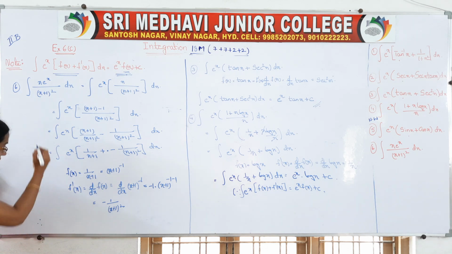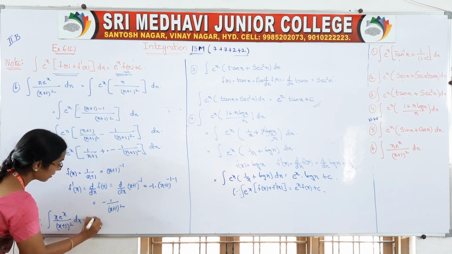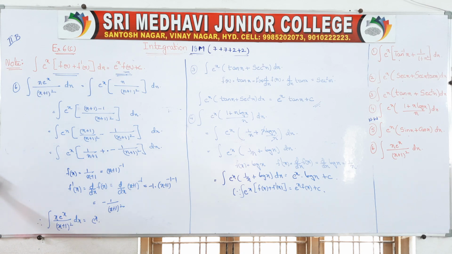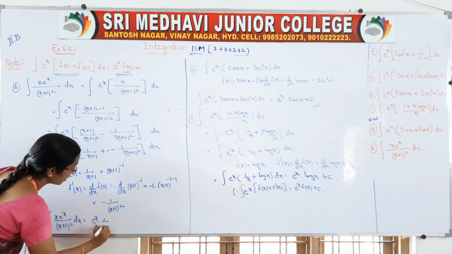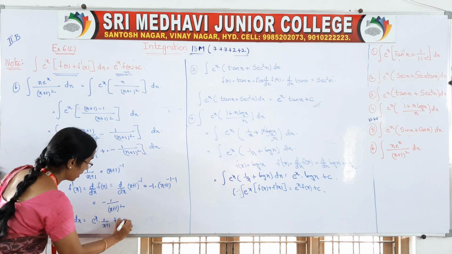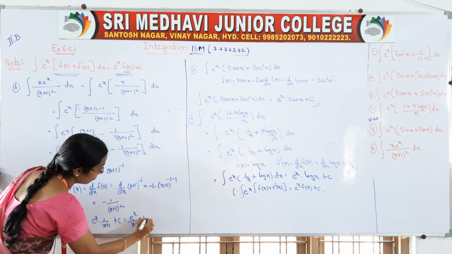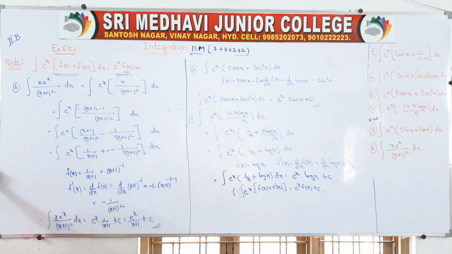So therefore, come on, integral of x e to the power of x by (x plus 1) whole square dx is equal to e to the power of x into f of x. What value have we taken for f of x? 1 by (x plus 1), okay, plus c, which is equal to e to the power of x by (x plus 1) plus c. That is the answer. So here also you have to mention that formula.